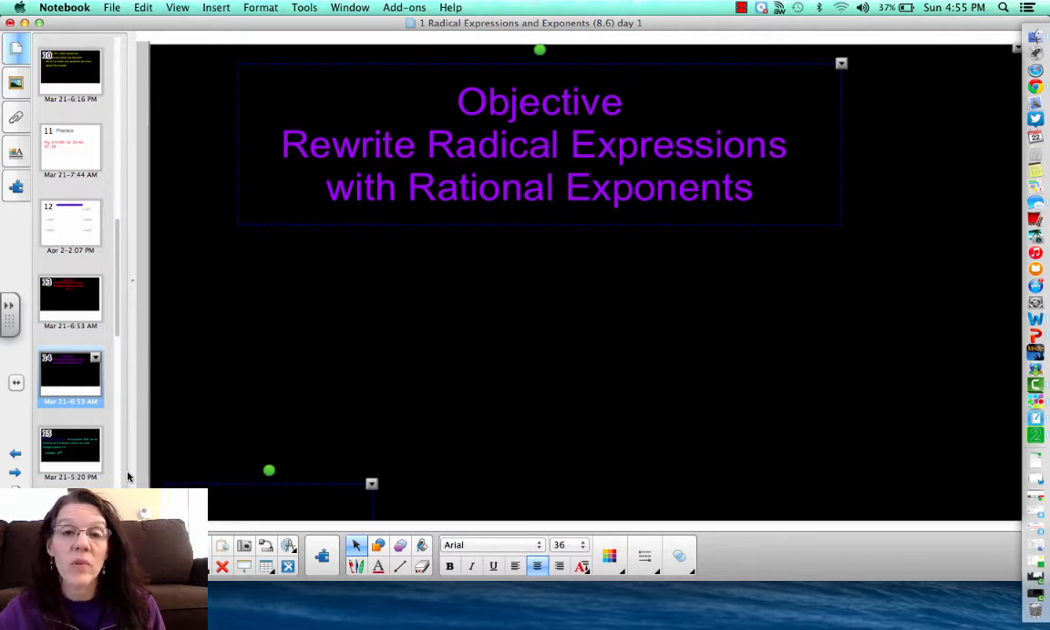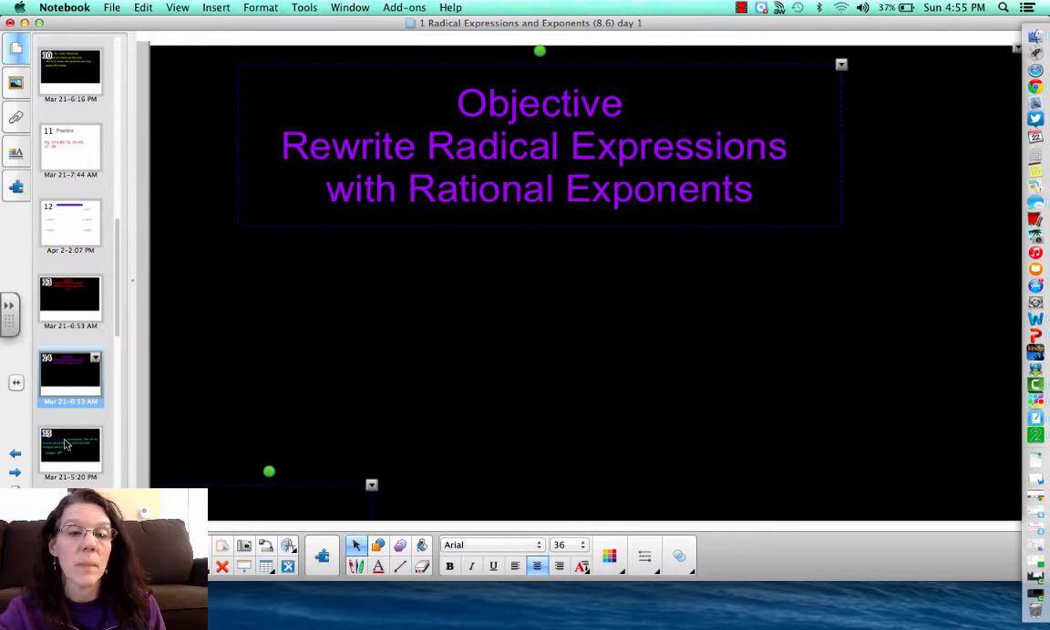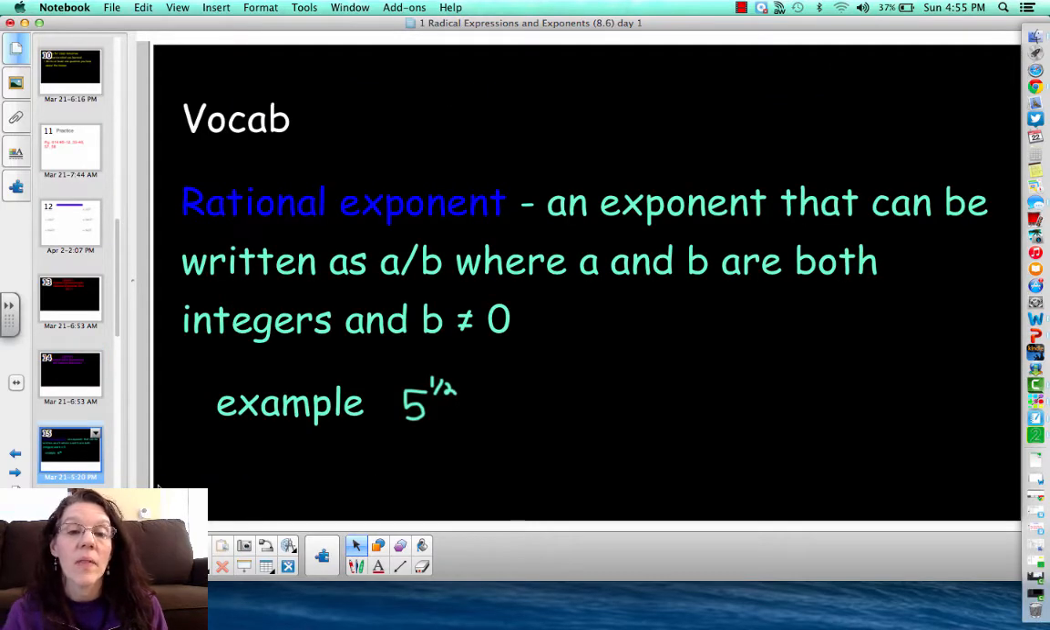We do have one vocab word today, I believe. That one vocab word is rational exponents. If you remember back from the beginning of the year, rational was a number that either terminated or repeated. And another way to think about a rational number is as an exponent. It's an exponent that can be written as a over b, or a divided by b, where a and b are both integers and b is not equal to 0. There's an example there, 5 to the 1/2 power.